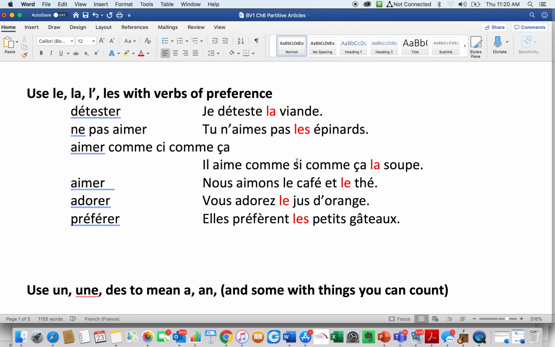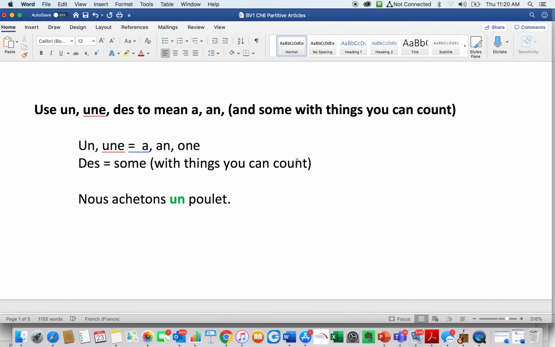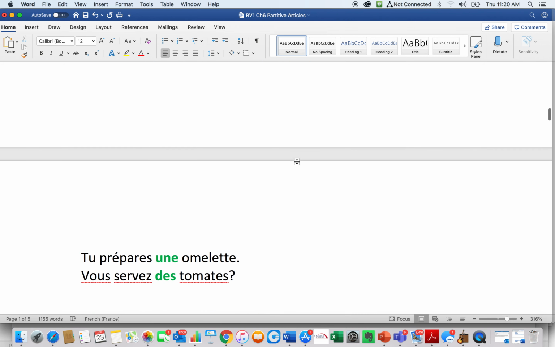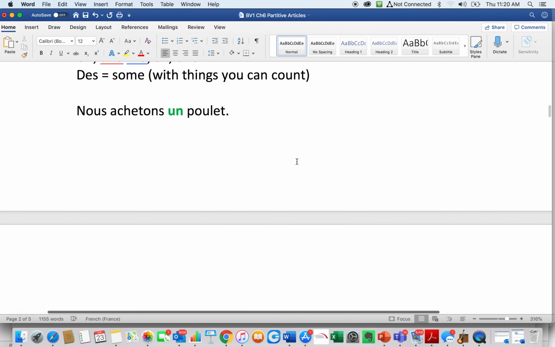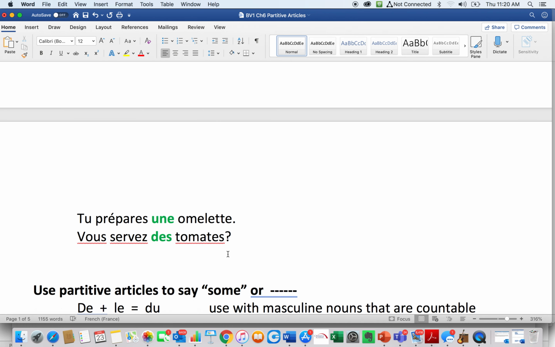We use le, la, and les if we're referring to a whole entire category, but I think we're going to see about that later. We use un, une, and des to mean a and an, right? And we can use des to mean some if we're talking about things you can count. So we have nous achetons un poulet, tu prépares une omelette, vous servez des tomates. So this would be we buy a chicken, you prepare an omelet, and you serve some tomatoes.